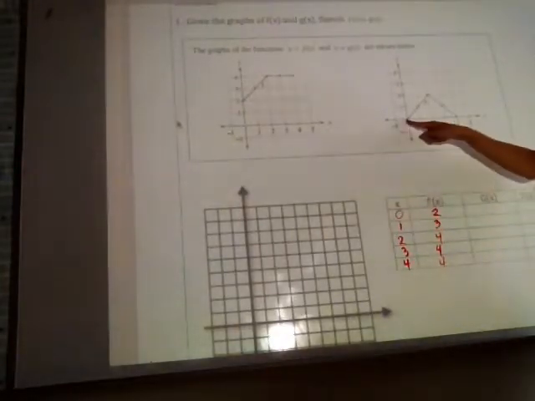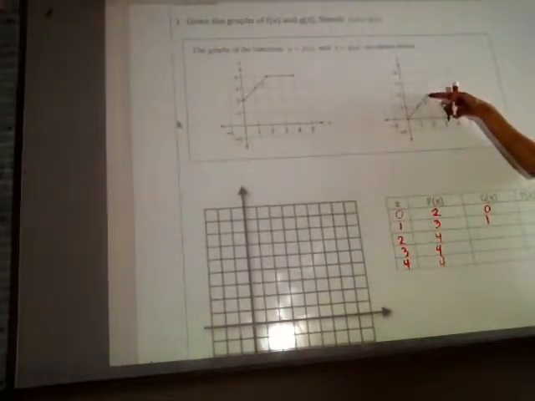Okay, now we're going to look at g of x. G of 0 is at 0. Okay, the y-coordinate for g of 1 is at 1. The y-coordinate for g of 2 is at 2. The y-coordinate for g of 3 is at 1. And the y-coordinate for g of 4 is back at 0.